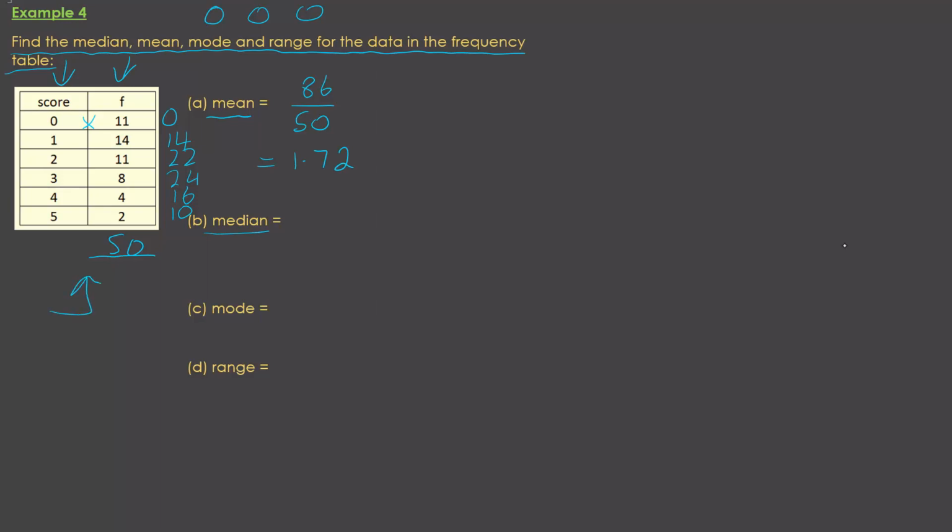The median is the middle value of an ordered list. And note, our table is an ordered list. If we have 50 pieces of data, we can use n plus 1 divided by 2. In this case, that's 50 plus 1 divided by 2. 51 divided by 2 is 25.5. That tells us we need to locate the 25th and 26th pieces of data.